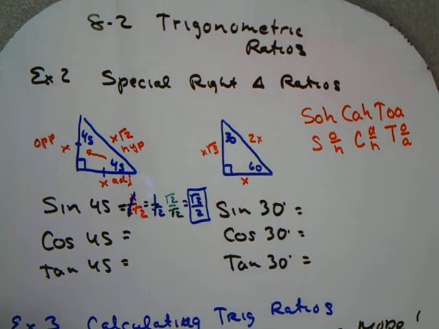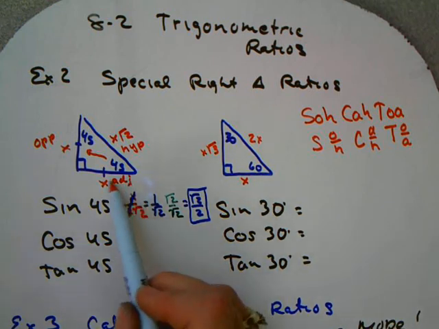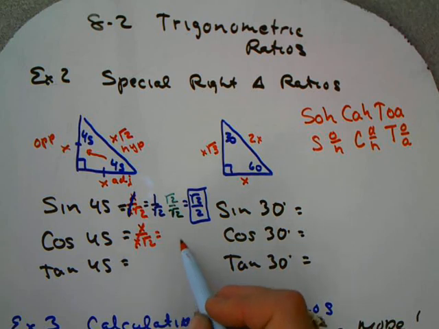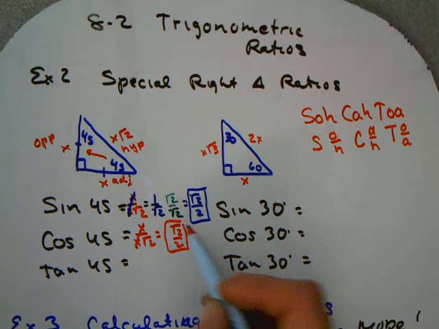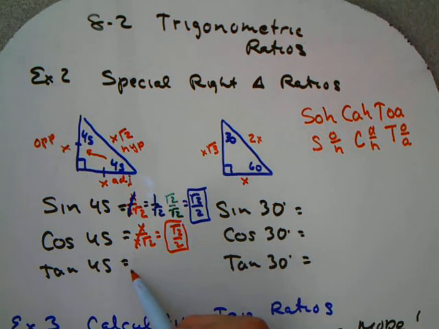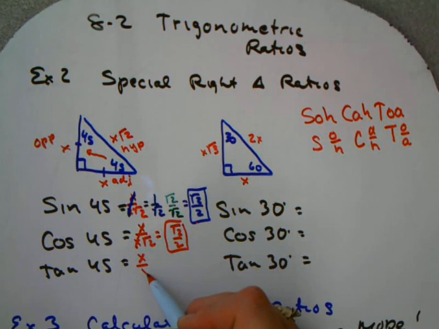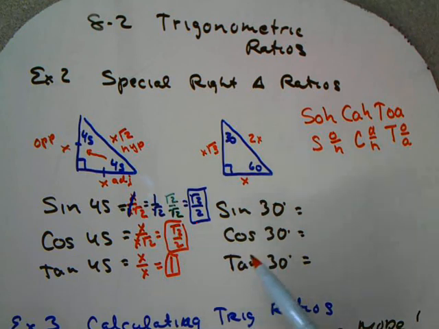Now if I want the cosine of this 45-degree angle, I've got the adjacent leg over the hypotenuse, which, because of the 45-degree symmetry, is going to give me exactly the same thing. The tangent of 45 degrees, TOA, is the opposite leg over the adjacent leg, so I have x over x, and that reduces to 1. So we've got the sine and the cosine, square root of 2 over 2, and the tangent is 1.